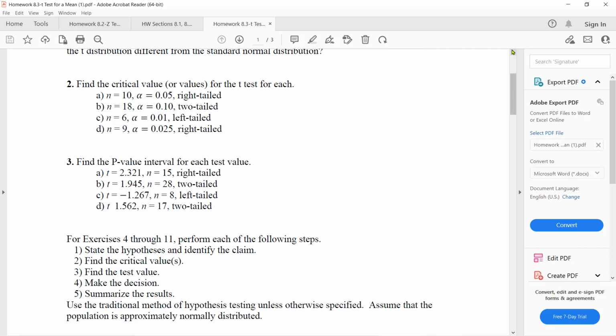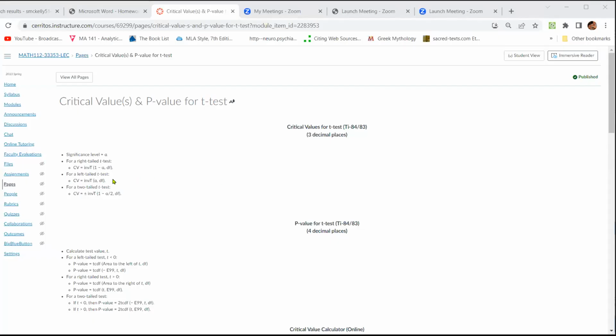I don't know. Okay, let's look at the instructions. Let's check. We go back to our instructions here. What does it say for a left tail test? Can you read that? Which one is it? For a left tail. Okay. It says CV is equal to inverse T of alpha and DF. Alpha and DF.